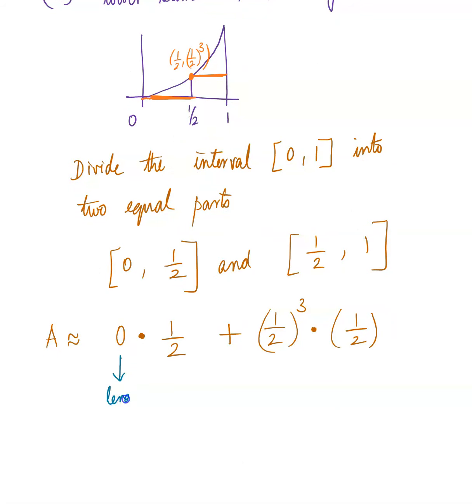I'll just say height and base. Will that be helpful? So height is the height of the rectangle, and base is of course where the rectangle sits flat on the ground, on the x-axis in this case.